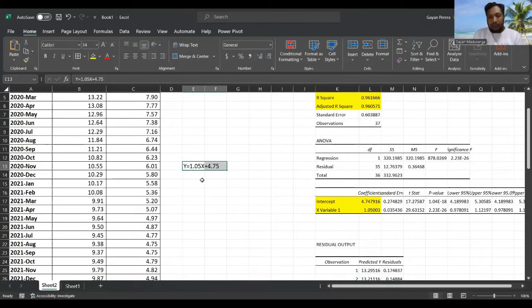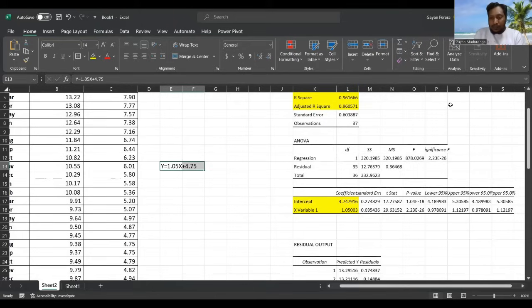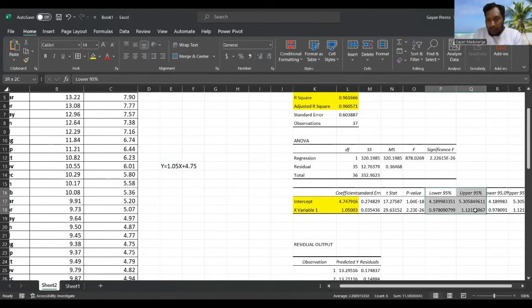Now, sometimes, if you want, you can use this confidence interval. Let's see what the confidence interval is. You can see two columns, lower 95 and upper 95. That means the lower bound and upper bound of these two coefficients. The 95 means that's the confidence level we have selected.